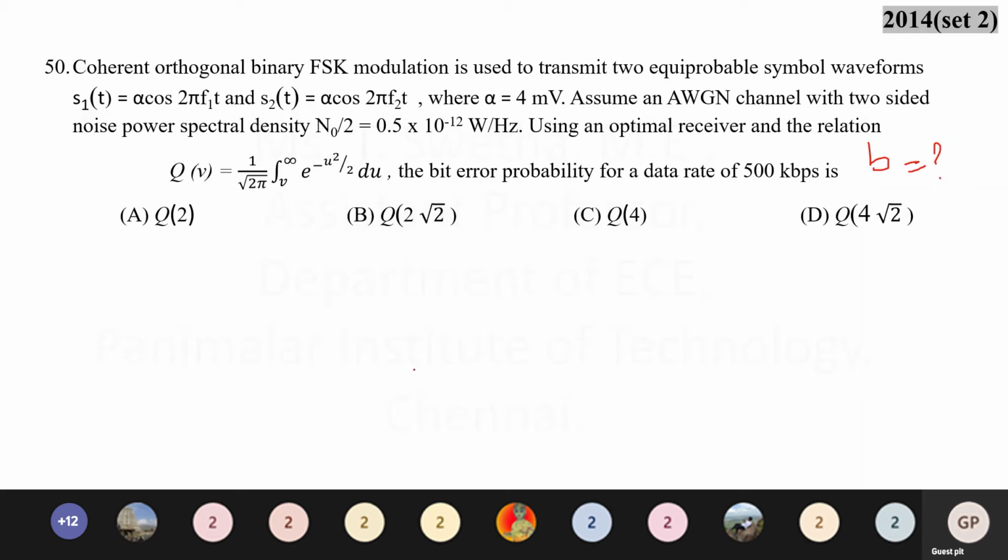So in a normal channel, if I am not taking AWGN, how does BPSK data with one transmitter and one receiver get transmitted and received in an AWGN channel? I'll tell you, just a minute.